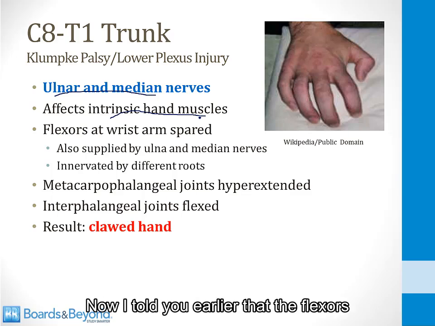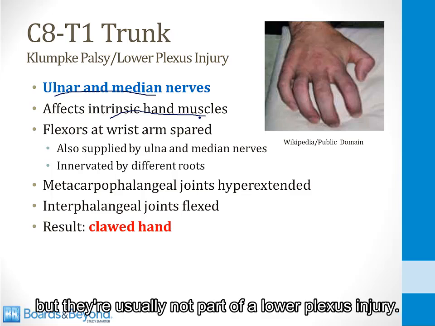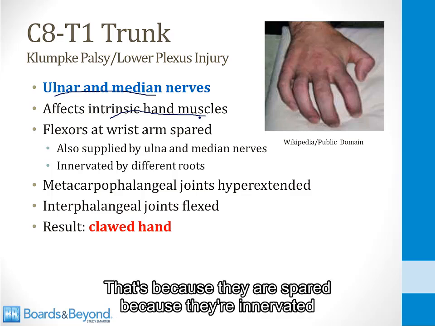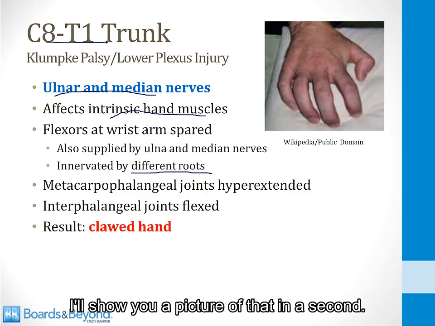Now, I told you earlier that the flexors at the wrist are supplied by the ulnar and median nerves, but they're usually not part of a lower plexus injury. That's because they are spared because they're innervated by different roots than the C8 to T1 roots that supply the lower trunk. I'll show you a picture of that in a second.